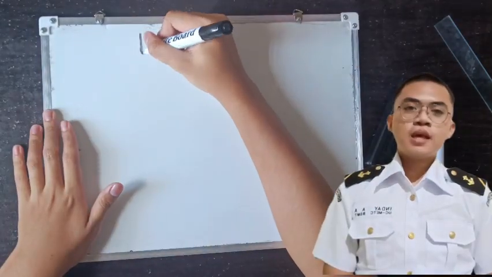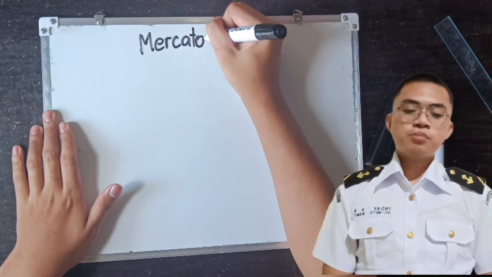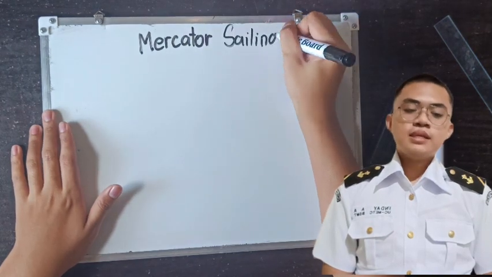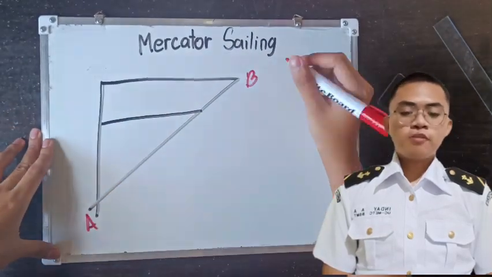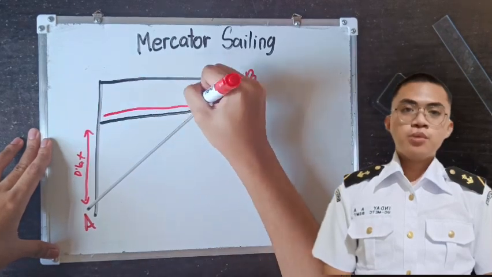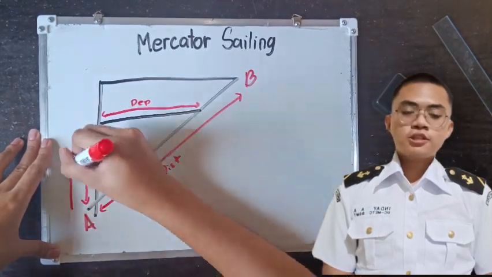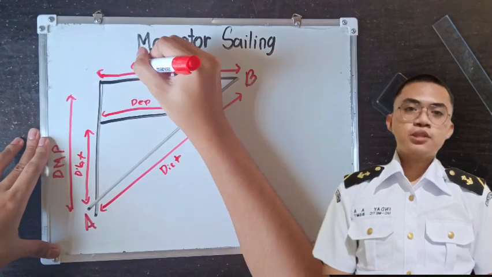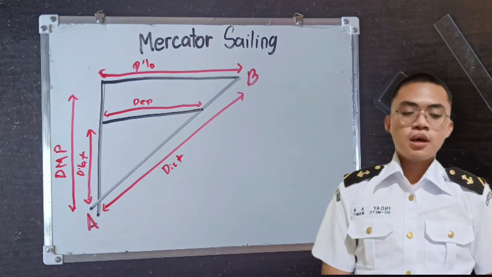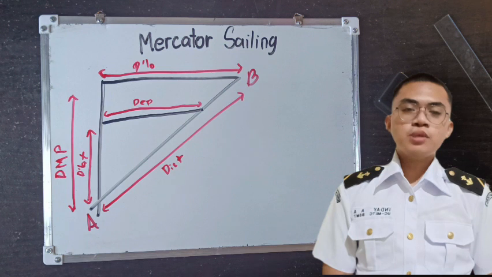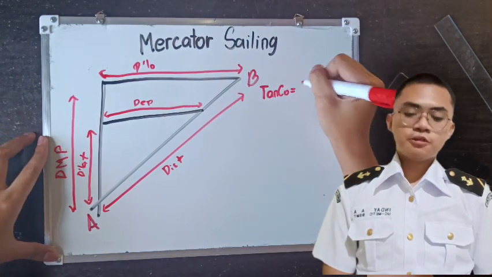Next, we have the Mercator sailing. Mercator sailing is similar to plain sailing, except that plain sailing is used for smaller distances. Similar to plain sailing, we also have a Mercator sailing triangle, and we can observe in the illustration that the smaller triangle is the plain sailing triangle. In the larger triangle, the vertical side is the DMP, the horizontal side is the d-long, and the side connecting point A to point B is the same as in plain sailing, which is the distance, and the course is also the same as in plain sailing.